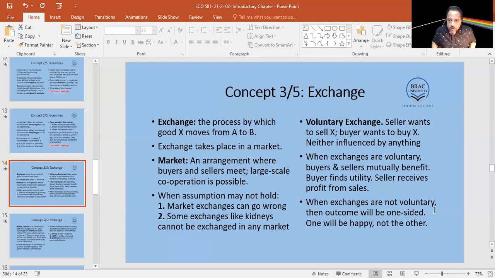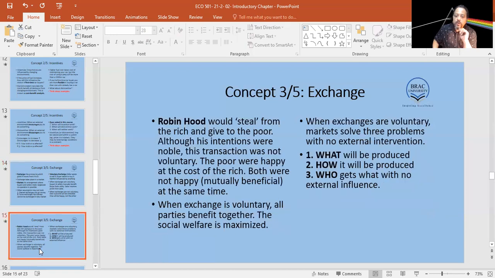So when exchanges are not voluntary, like we say in the slide over here, then the outcome will be one-sided. One will be happy, not the other. We mentioned this in the beginning of class last week. Now we mention it in detail. Robin Hood was notoriously famous for stealing from the rich and giving to the poor. Although his intentions were noble, this transaction was not voluntary. The poor were happy at the cost of the rich. We just said that one party is happy over the other. That means it's not mutually beneficial. Both were not happy at the same time, they did not benefit mutually.